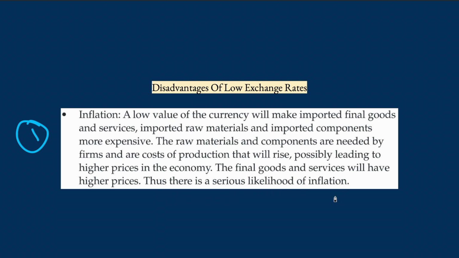Thus, there's a serious likelihood of inflation, as think about it in the chain and sequence of events. If firms have to pay more for primary commodities, and therefore it costs more money to produce, then they can only make revenue if they sell the product for a higher amount of money. And if this happens to every industry in an economy, then obviously this is a huge case of inflation arising.